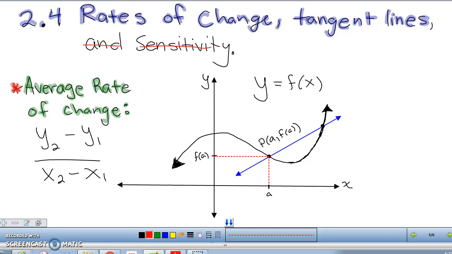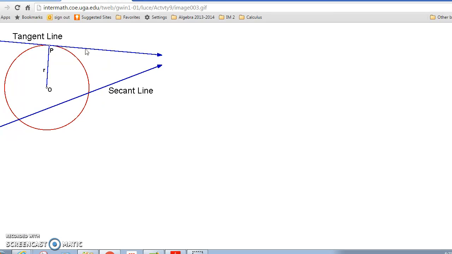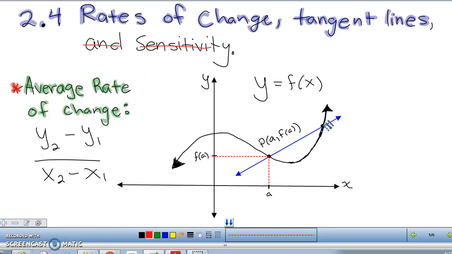So again, quick refresher. Here we have a tangent line. This is a secant line. Before I can show you how we use the limit process to find the tangent line of any function at a given point, we start with a secant line.